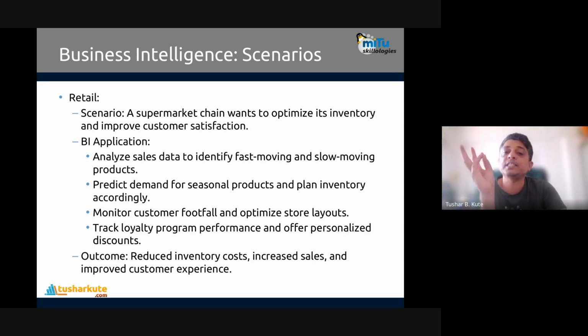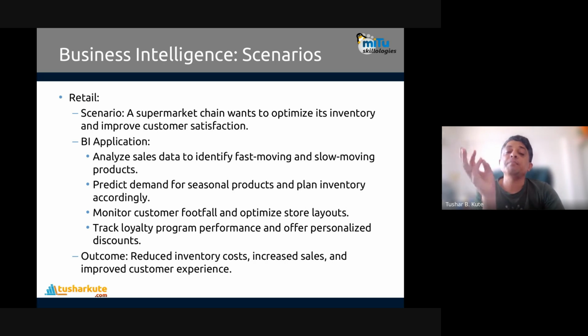They can analyze sales data. This is one of the great applications of BI. It comes under the time series analysis technique. We'll talk about that also. What is time series analysis? Analyze sales data, identify fast moving and slow moving products. Which products are fast moving, which are slow moving, even seasonal products. According to that analysis, how much stock is required for them can also be analyzed.